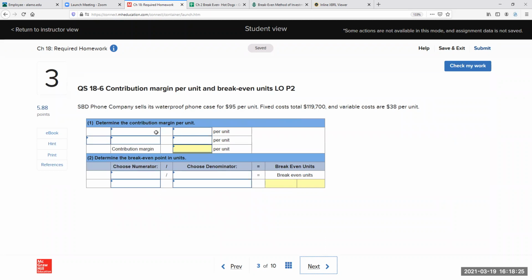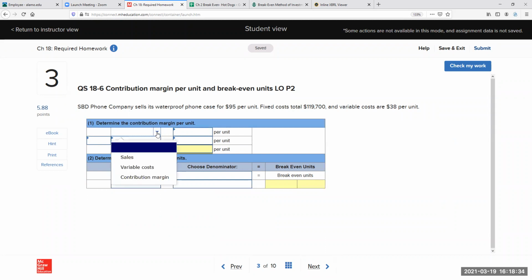Contribution margin per unit and break even. The company sells its waterproof cases for $95 per unit. The contribution margin has to be our sales minus our variable cost. So our sales are $95 each. How many do we sell? Does it tell us? If it doesn't give us the total, we have to put per unit. So our variable are 38. So our contribution margin is 57.